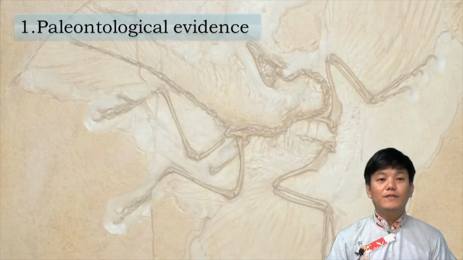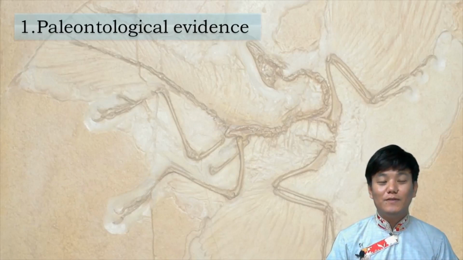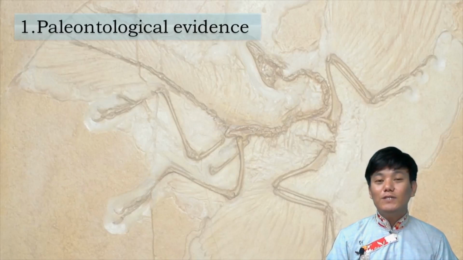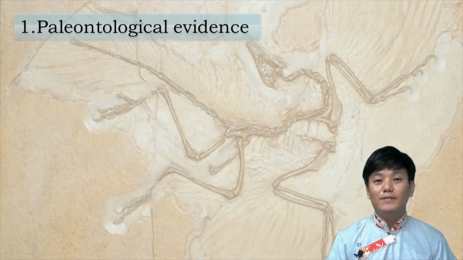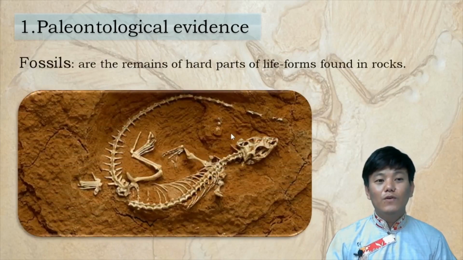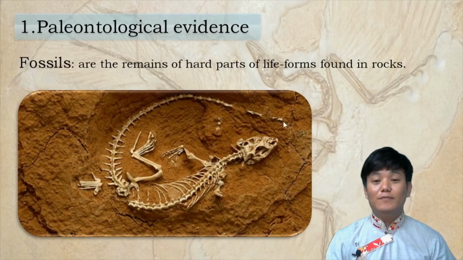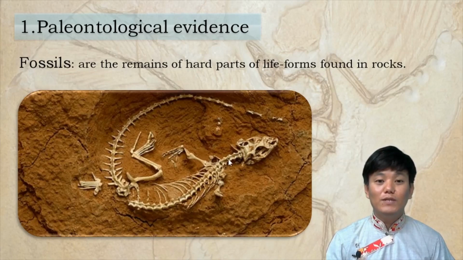The first evidence is paleontological evidence. Paleontology is the branch of science which deals with the study of fossils of plants and animals. So what are fossils? Fossils are the remains of hard parts of life forms like plants and animals that are found in rocks. So just like this one, the hard parts of the animal, that is the bones, that are found in the rocks are called fossils.